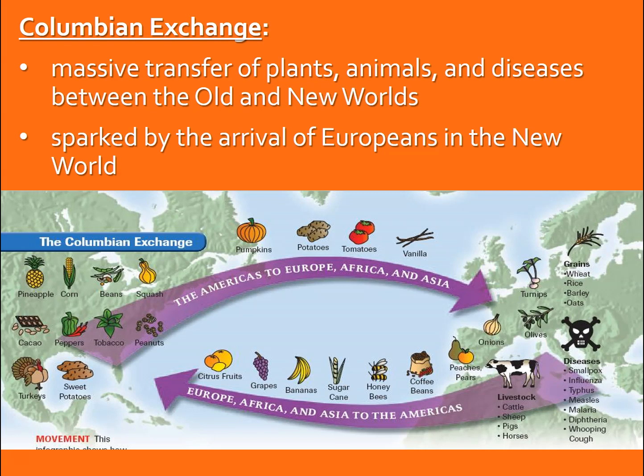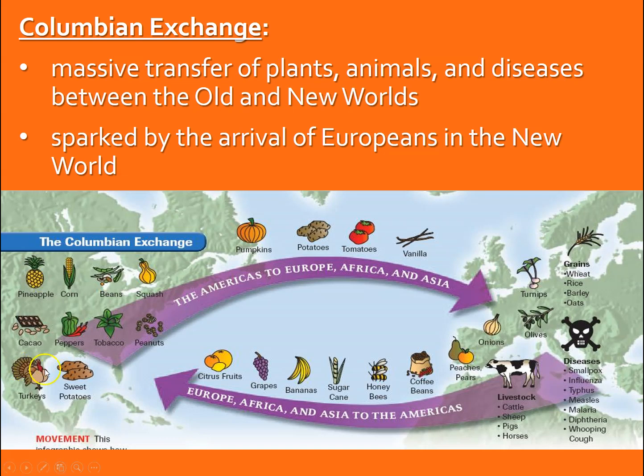So again, it's a transfer of plants, animals, and diseases, and what triggers it, of course, is Christopher Columbus's voyage. That's why it's called the Columbian Exchange. As soon as Europeans had access to North America, everything changed. And you can see a list of some of the items that were exchanged. You've got bananas and grapes and peaches and even bees going from this area, and then back we've got things like potatoes and, of course, corn and turkeys and just massive movement.